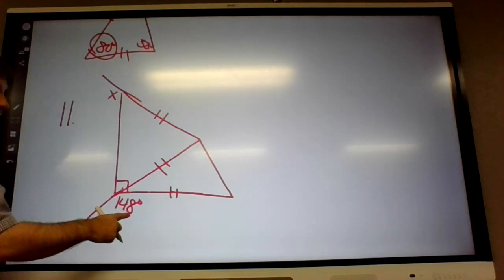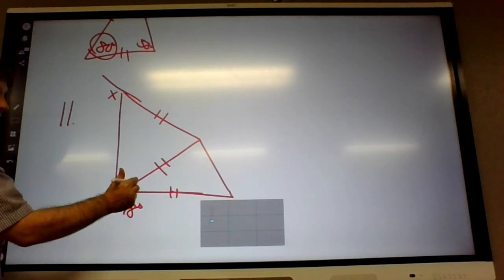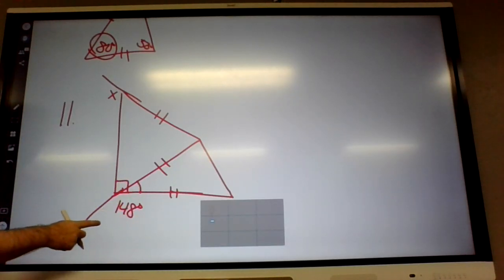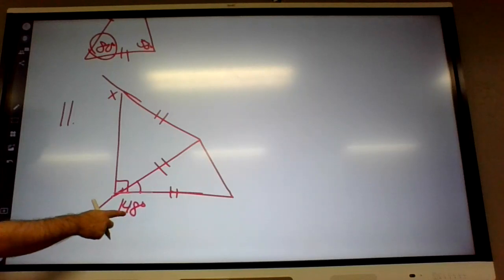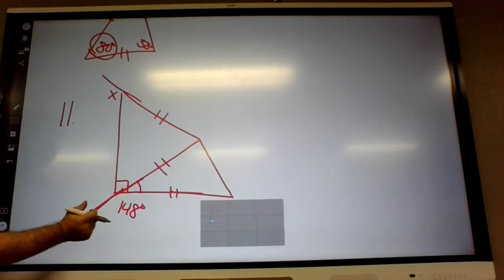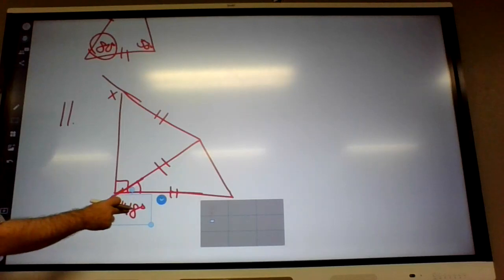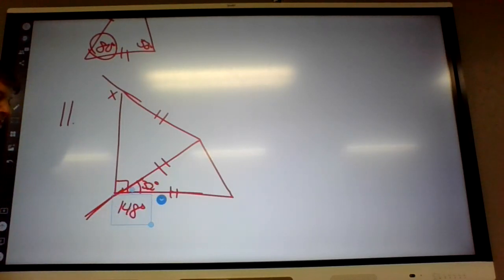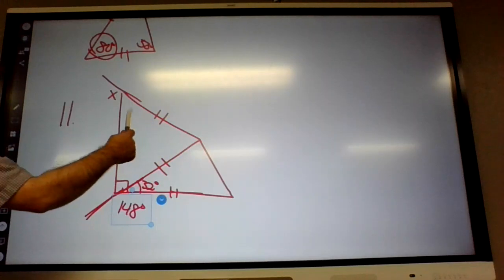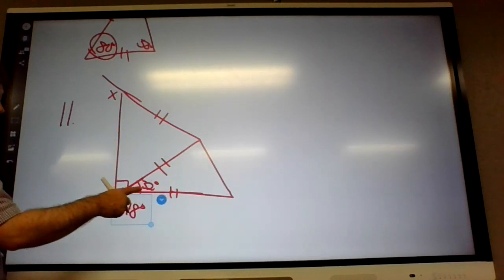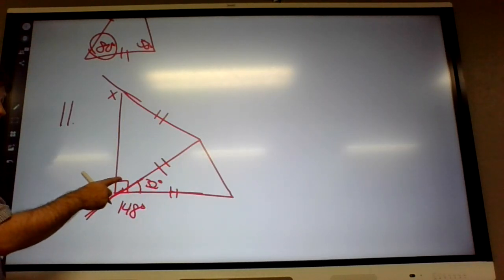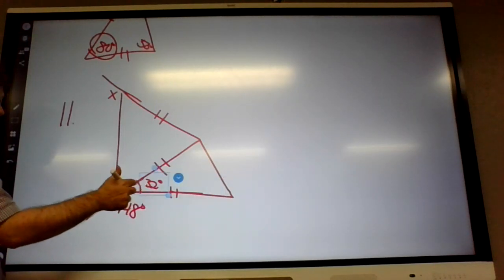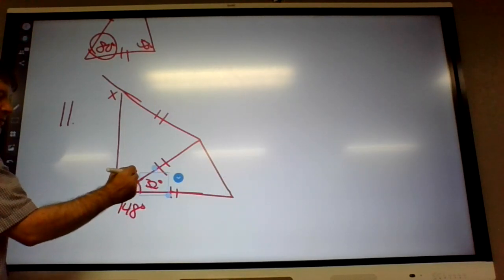If this is 148, how do I find this guy right here? You do 180 minus. Right. This is supposed to be a straight line, so they should make 180. 180 minus 148 is 32. Okay, we could mess around in this triangle a little bit, but it might be easier. If this is 32 and the whole thing is 90, 90 minus 32 is 58.